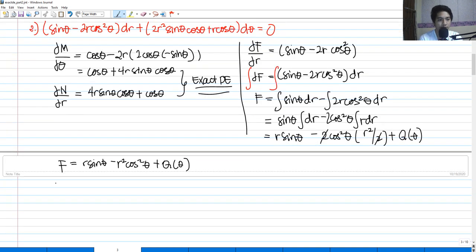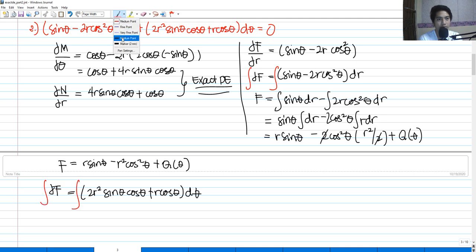So how about the other one? We have the partial of n with respect to theta. Our n would be 2r squared sine theta cosine theta plus r cosine theta. If I multiply it, this would become d theta. So I can now erase this. This is f, I mean. And we have to integrate. And upon integration, we all know what will happen.